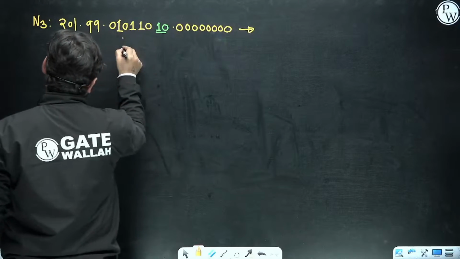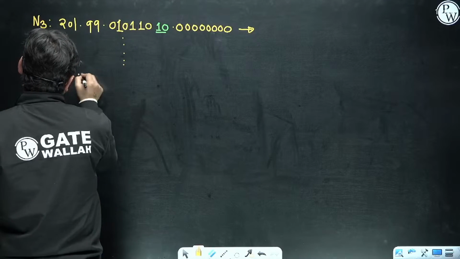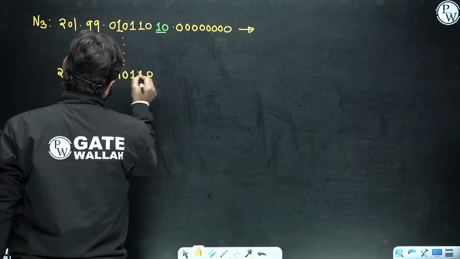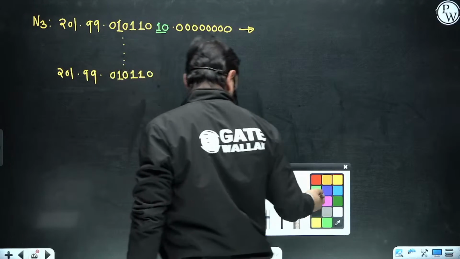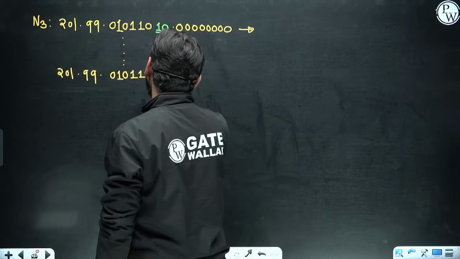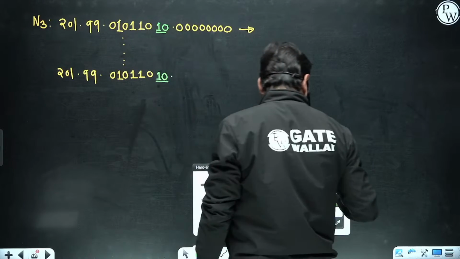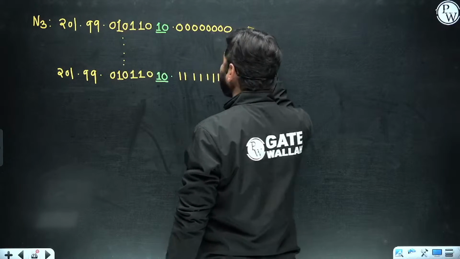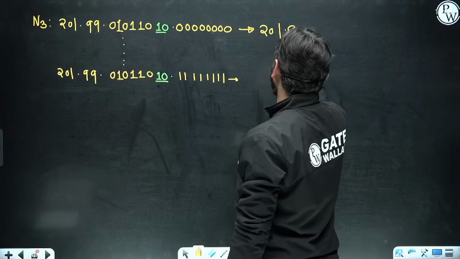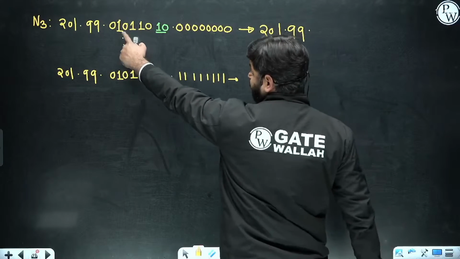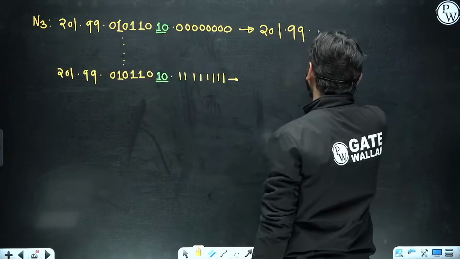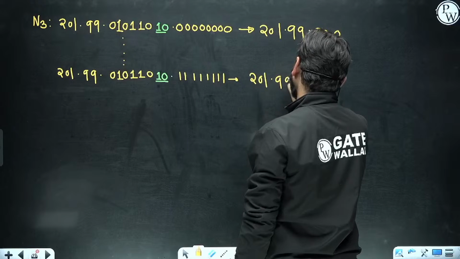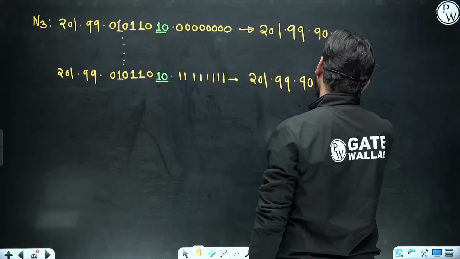Now, the last number. 201.99.010110. It will be fixed. Now this is 10. Put all ones in the host ID part. 1, 2, 3, 4, 5, 6, 7, 8. Okay. Now this is nothing but 201.99 dot. It is 64 plus 16, 80 plus 8, 88, plus 2, 90. 90.0. And the last number is 201.99.90.255.